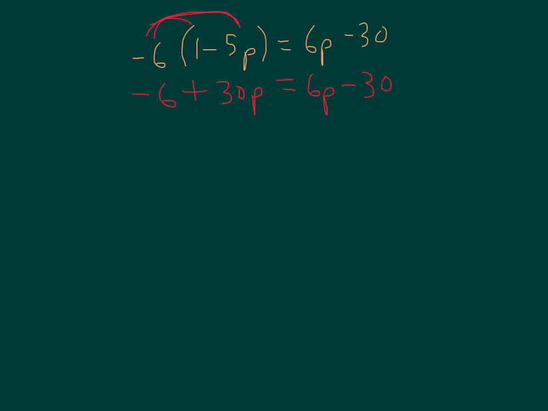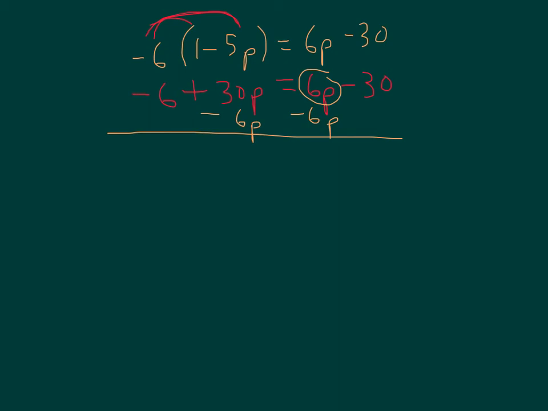Now, we have something new. We have a choice as to what side we want to put the variable. Now, it doesn't really matter, but I'm going to choose to subtract 6p from both sides. And the reason being that if I subtract 30p from both sides, the 6p minus 30p would be a negative. And I'm not trying to create any negative coefficients.